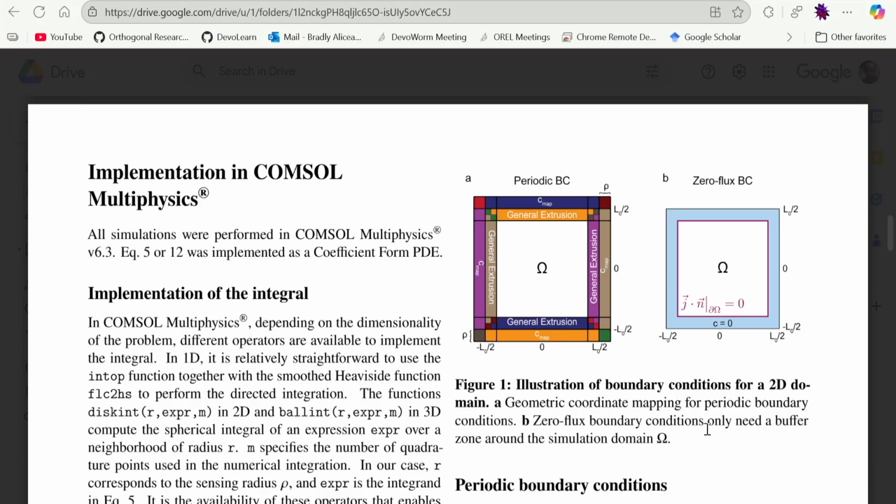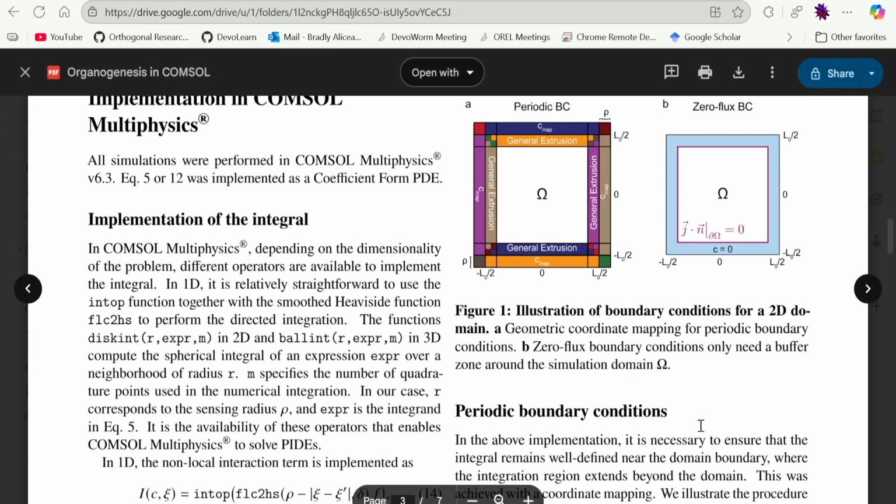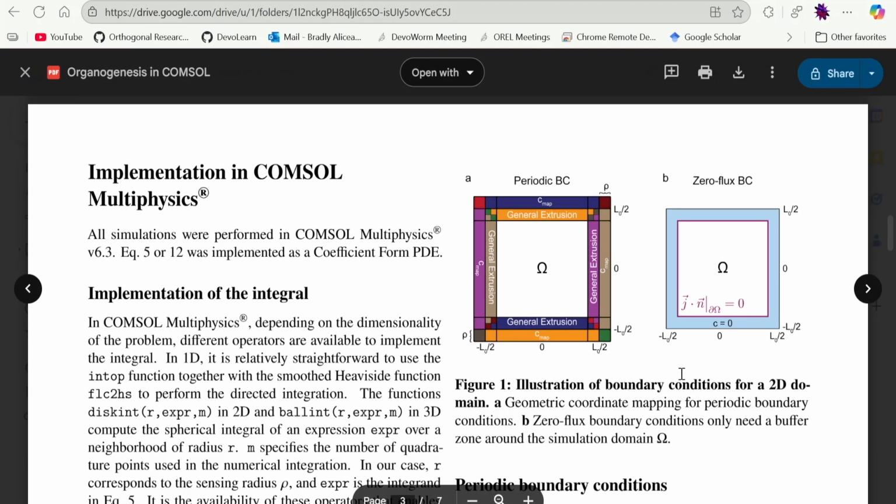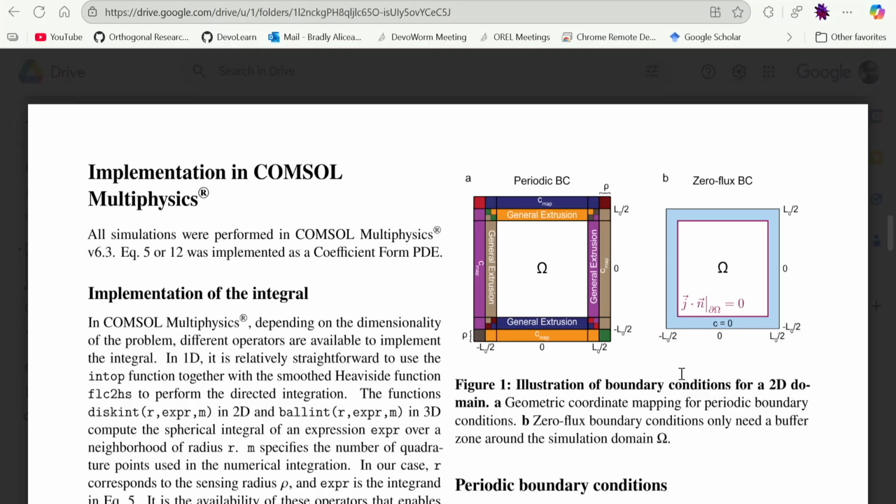All simulations were performed in COMSOL Multiphysics version 6.3. Equations 5 and 12 from the last section were implemented as a coefficient form PDE. So they're using partial differential equations here. This is figure 1. This is an illustration of boundary conditions for a two-dimensional domain. Remember we talked about how you can have 1, 2, and 3-dimensional representations. This is the two-dimensional domain.